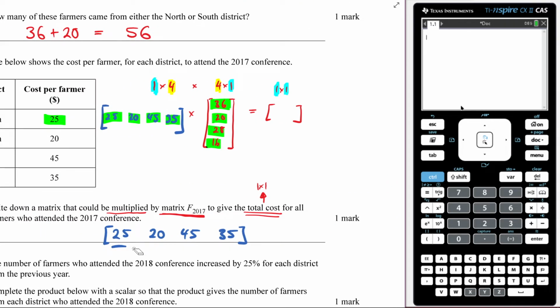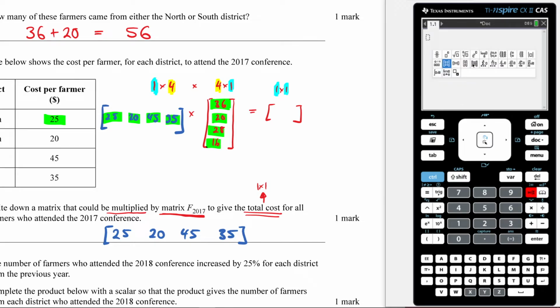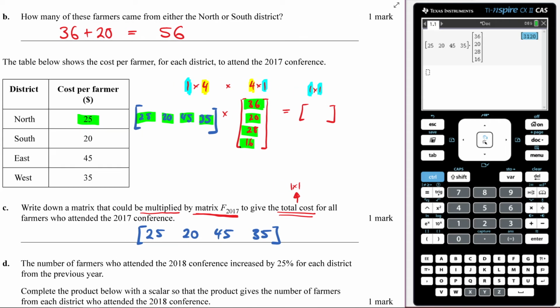If you are unsure about whether or not you got the order correct, you could put it into the calculator, but you could argue that, if you're going to finish this as quickly as possible, you might be burning some time here. So I've got 1 row, 4 columns, and I'm going to go 25, 20, 45, 35, and I'm timesing it by, now I've got 4 rows, 1 column, 36, 20, 28, 16, and sure enough, I'm going to get one answer out. So that is the total cost for all the farmers who attended the 2017 conference.